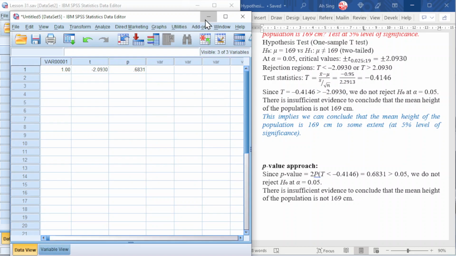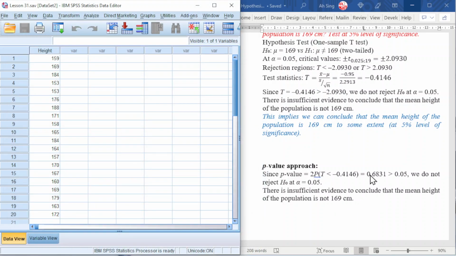From here, we can conclude that since the value is greater than the significance level, we couldn't reject the H0 for the same reason. So regardless of which approach we apply, either the test statistic approach or the p-value approach, we should come to the same conclusion.